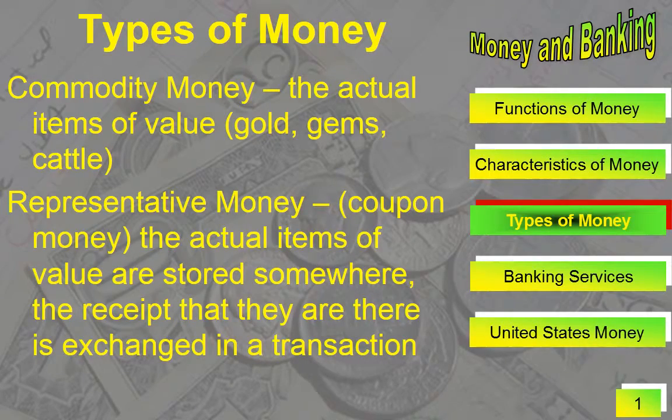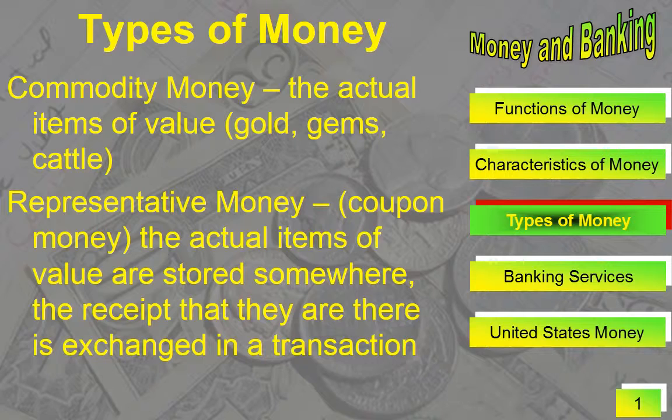This is Chapter 14, discussion number 2, Types of Money. There are 3 different types of money in any type of economy. The first type is what is referred to as commodity money, the actual items of value: gold, gems, cattle.